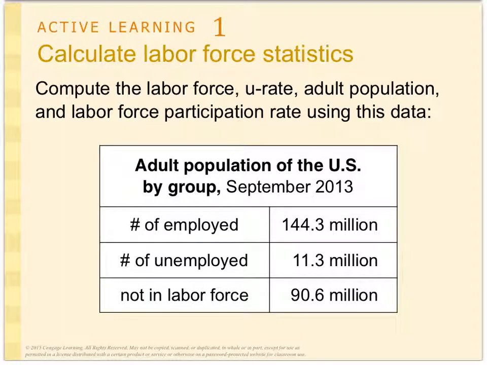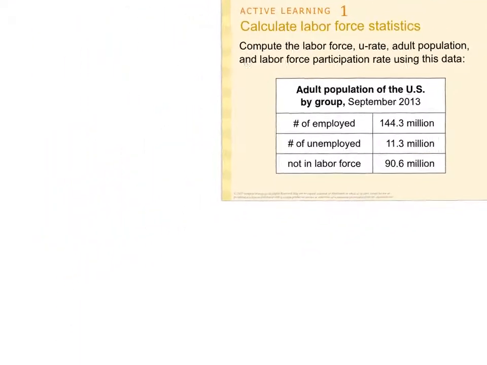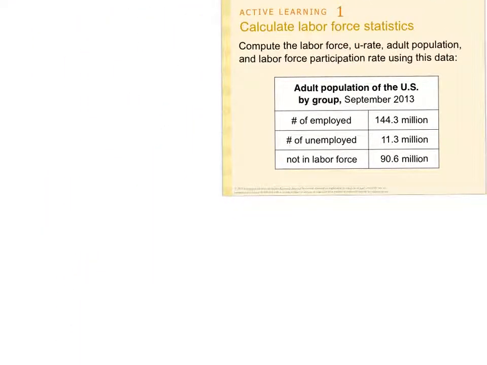So if we work through an example, we will understand it better. The example asks you to compute the labor force, unemployment rate, adult population, and labor force participation rate using the data from September 2013. Okay, let's look at the data. Number of employed, 144.3 million. Number of unemployed, 11.3 million. Not in labor force, 90.6 million. First, let's try to find each part separately.